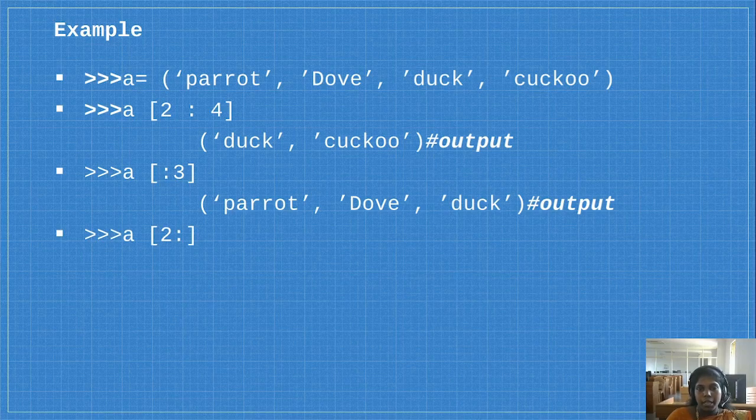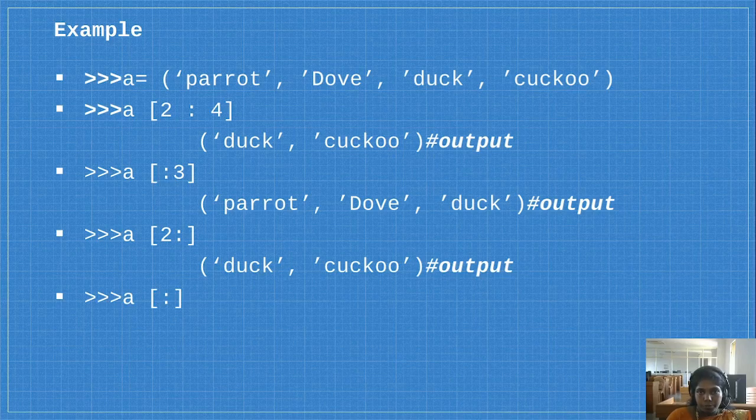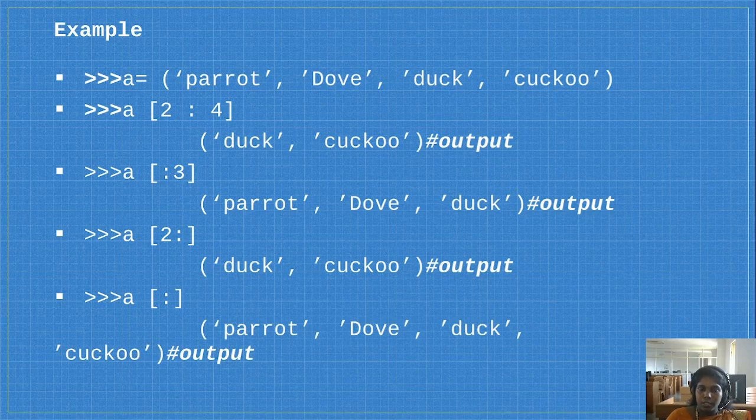Suppose we mention the start index but not the end index, then it goes till the end of the tuple. So it starts from index number 2, where the value is duck, and goes on up to the end of the tuple. If I want the full range of the tuple, we can simply mention the colon operator within the square brackets, so it gives everything from the start to the end of the tuple. So this is about slicing. Basically, in slicing we are creating a portion of the tuple.